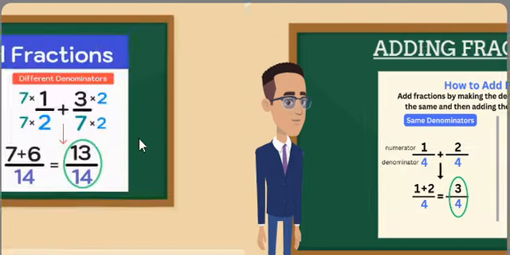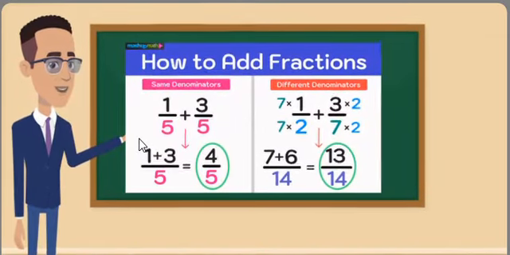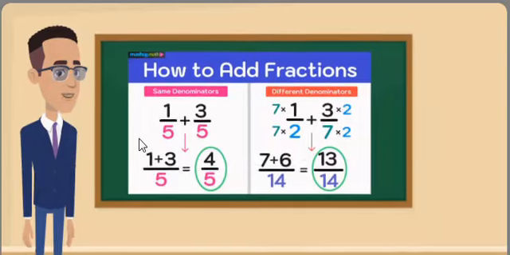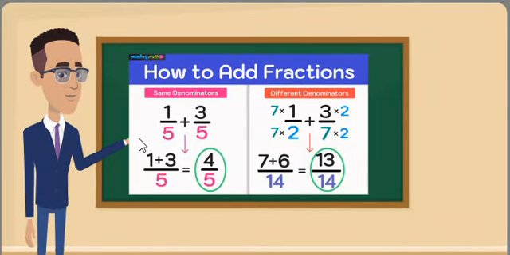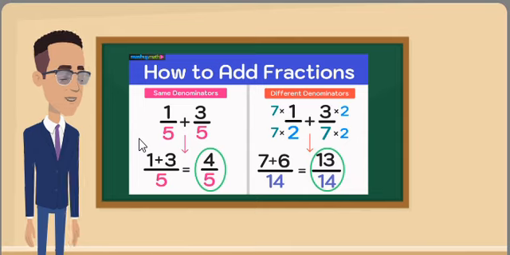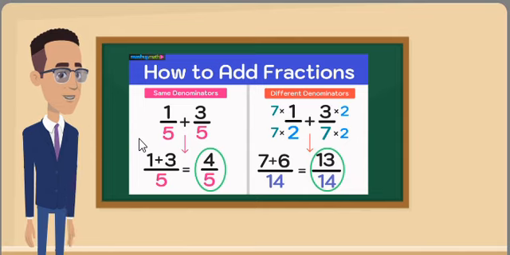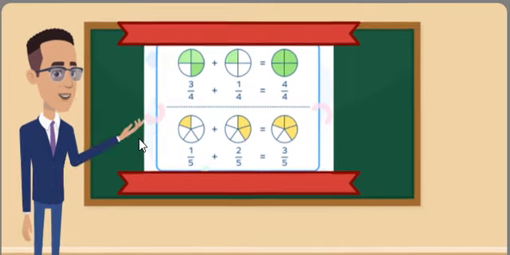Let us look at one more example. 1 by 5 plus 3 by 5, that is 4 by 5. One more example, half plus 3 by 7. Here we have to multiply to make the denominator same, and at last we get answer as 13 by 14. Let's look at one more example.